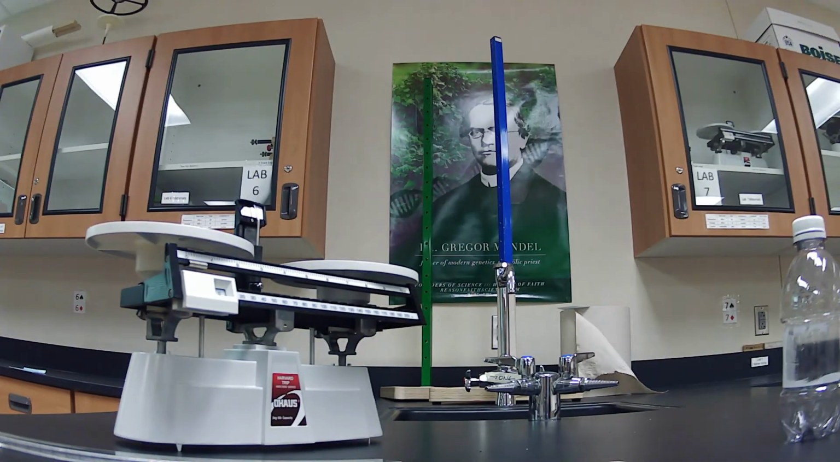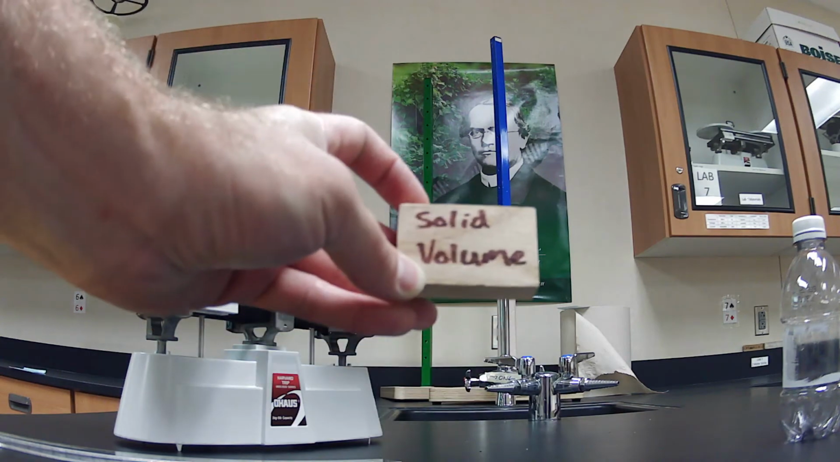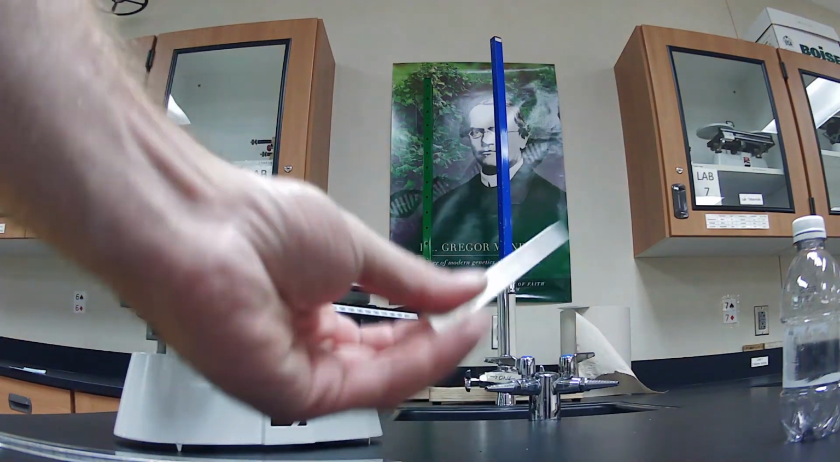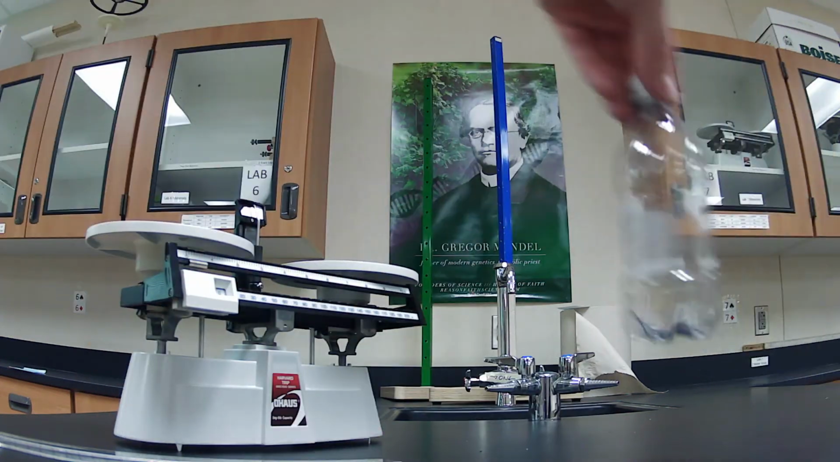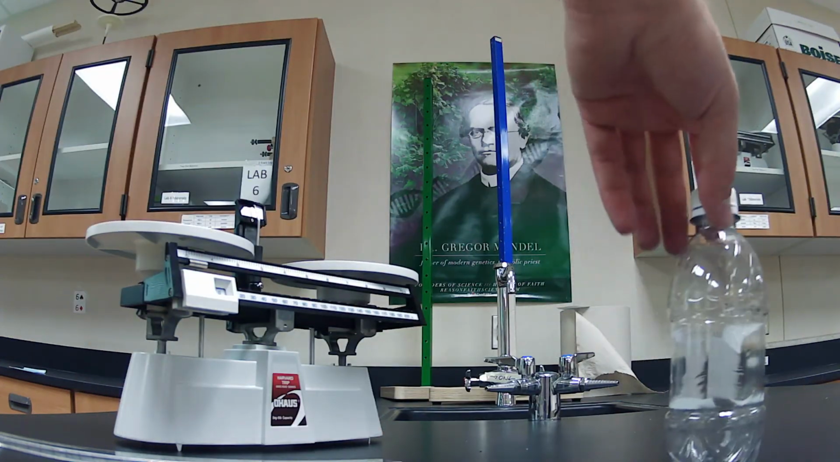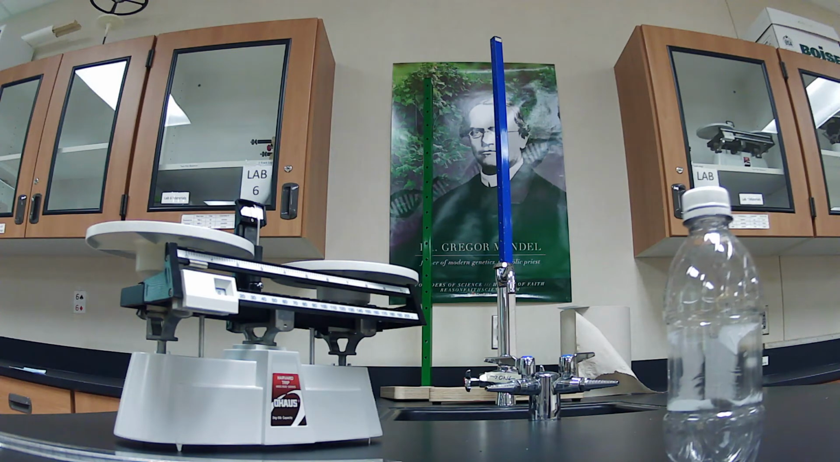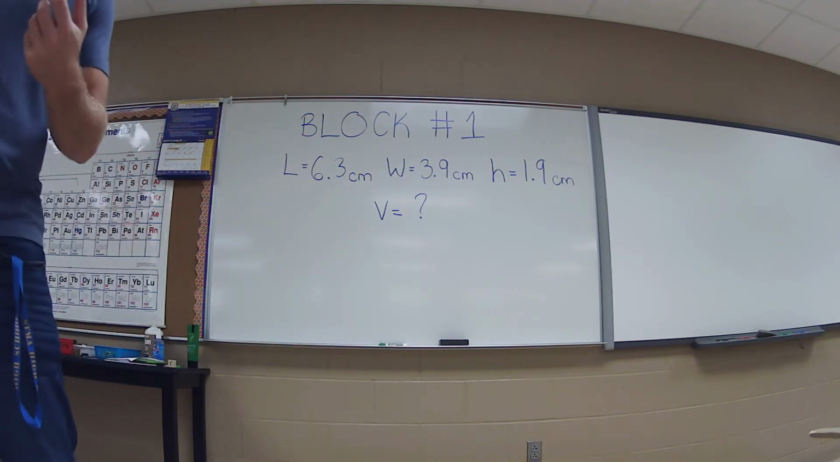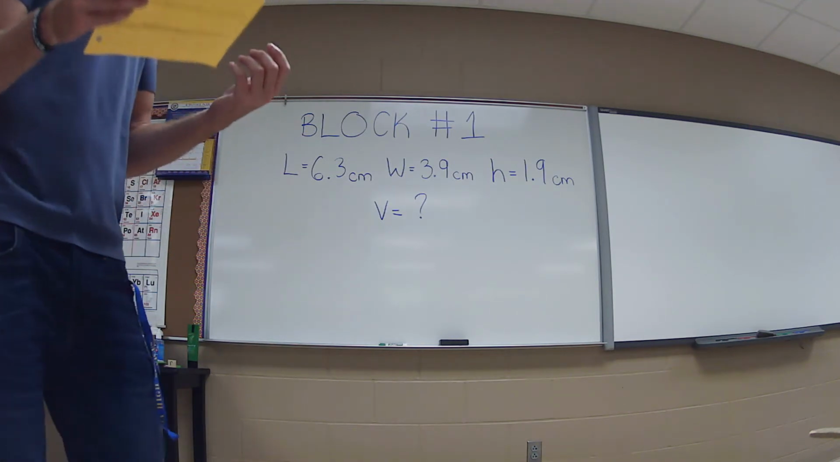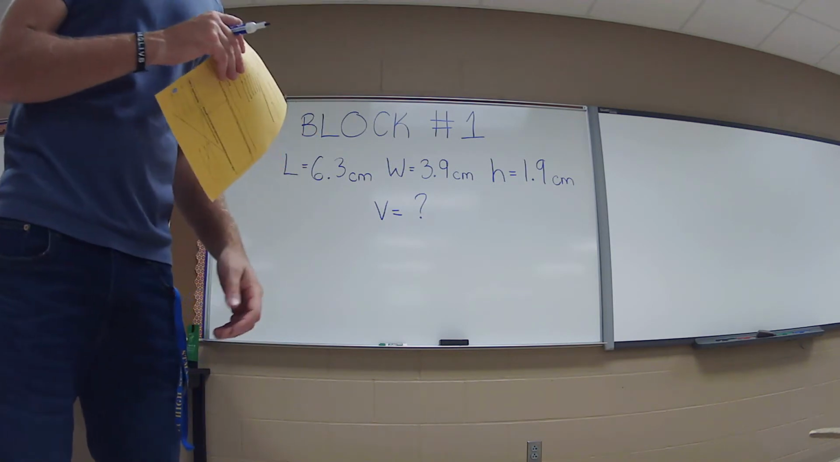So the last part of the lab that we're going to look at today is finding the solid volume of cube number 1, cube or bar number 2, and then this empty bottle. All right, and we're going to assume a few things. Now I'm going to give you some information here, and we're going to figure out the density of these things. So the last piece we're going to be looking at are the volumes and densities of some blocks.